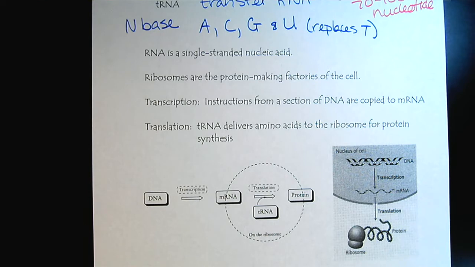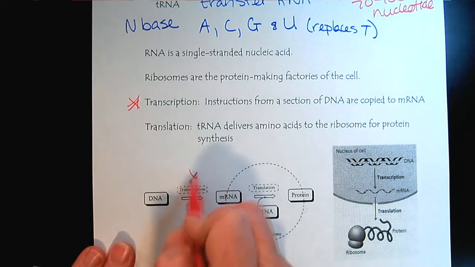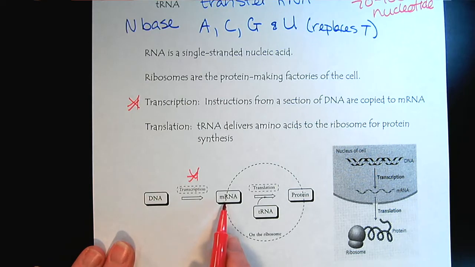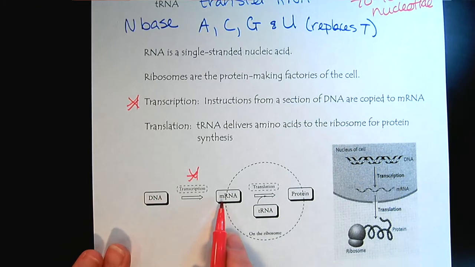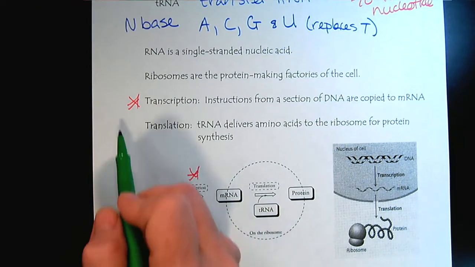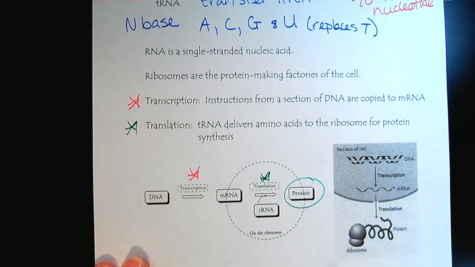All right, so now if we look at the schematic, transcription is right here. It's getting the message, the instructions, to be activated. So from the DNA to the messenger RNA. And then translation will be where the actual protein synthesis occurs.